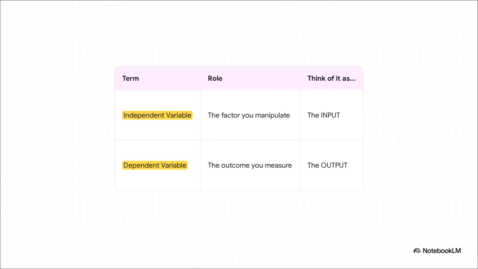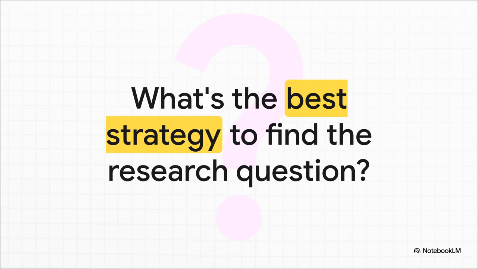The independent variable is the thing that you, the researcher, change or manipulate. It's the input. The dependent variable is what you measure to see if that input had any effect. It's the output. So think of it this way. You change your study habits. That's the independent variable. To see if it affects your test score. That's the dependent variable. Input, output. Easy as that.